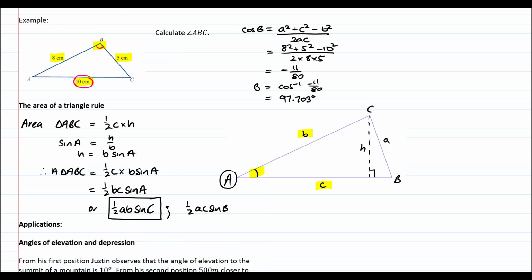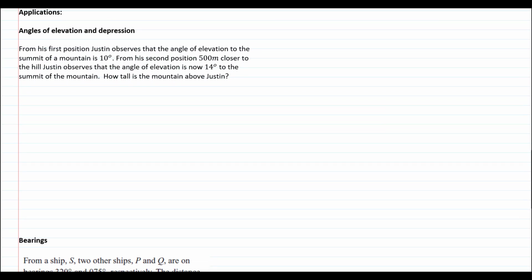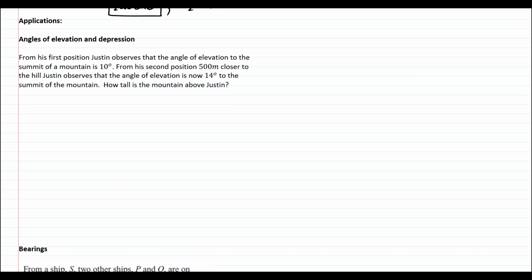So let's have a look at two applications to these types of problems. I'm just going to come down now and have a look at an angles of elevation and depressions question. So let's have a look and draw this diagram. From his first position, Justin observes that the angle of elevation to the summit of a mountain is 10 degrees.